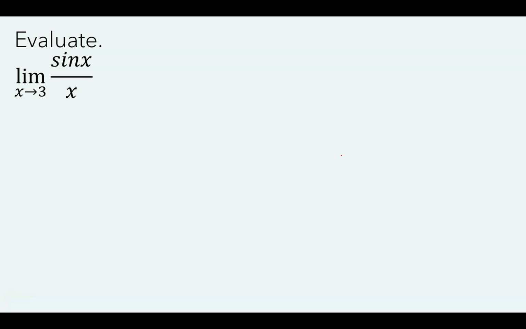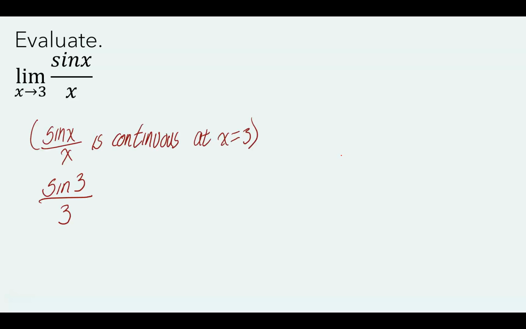The limit as x approaches 3 of sine of x over x. Well, the first thing we want to do is check continuity. When we substitute in 3, we notice sine of x over x is continuous at 3, not at 0. And so we just write sine of 3 over 3 and we're done.